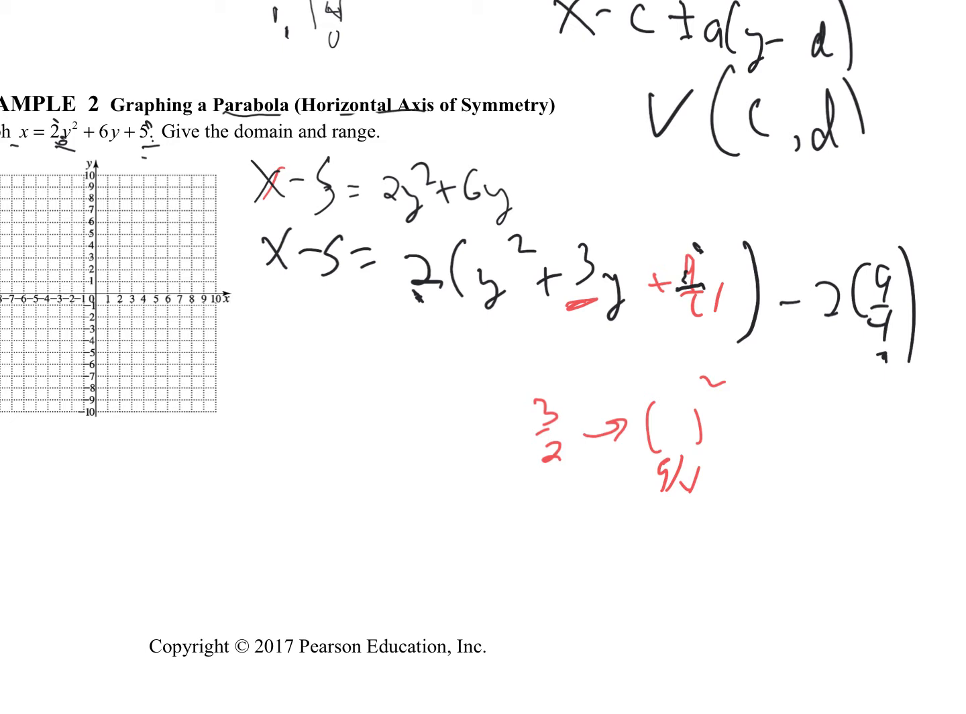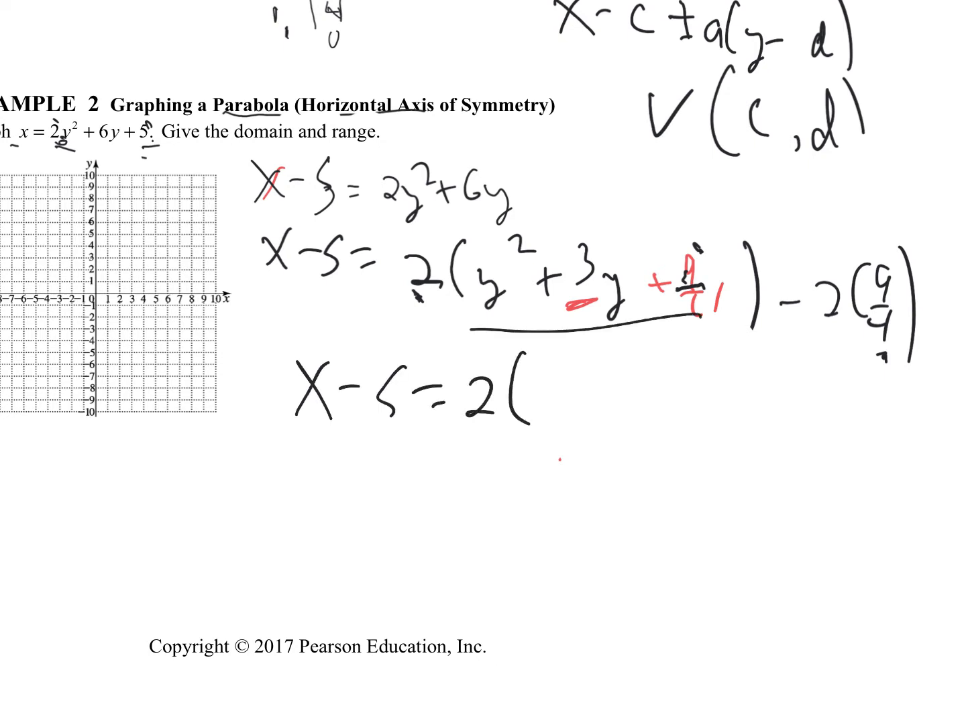And I need more room here. Let me get rid of this mess. So this turns into x minus 5 equals 2 times, y plus 3/2. That was half of 3, remember? Squared. And then I have this minus 18, well, that can reduce. 18/4 is 9/2.